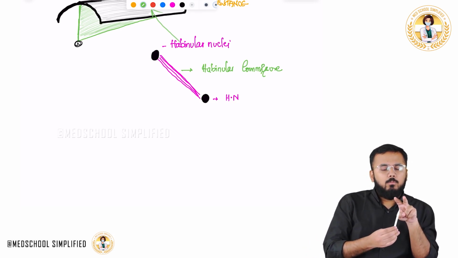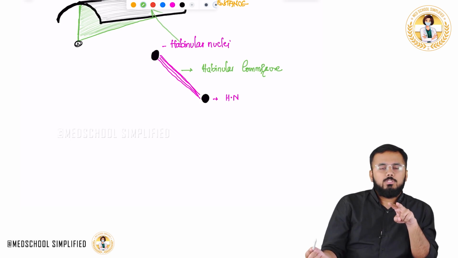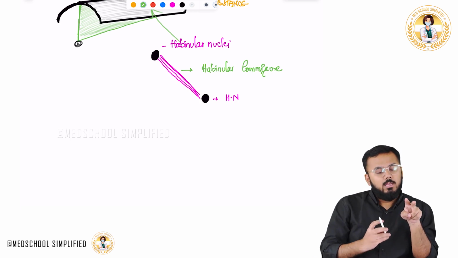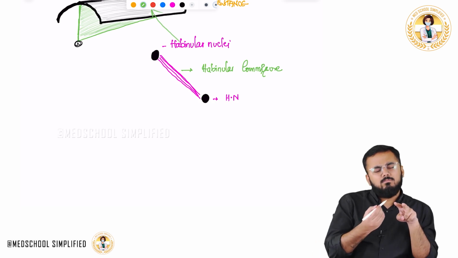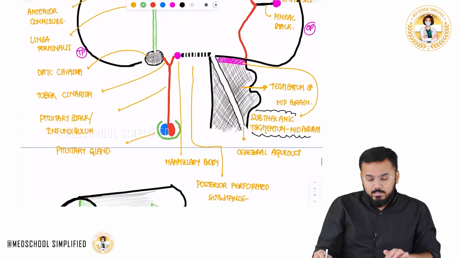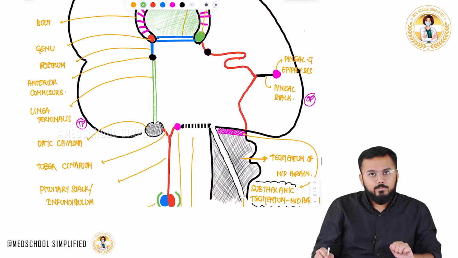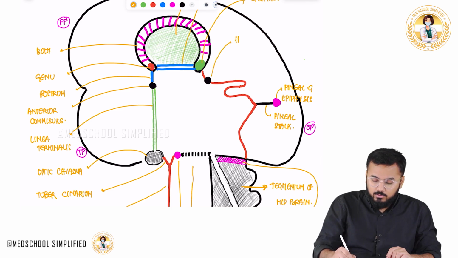Again, from the bottom you can see both the nuclei and the commissure. From the top also you can see, from the anterior side also you can see, but from the side you can see only the habenular nuclei. Yes or no? Or maybe partially you can see the habenular commissure also. So that is the picture which I have drawn over here. So this particular thing is called your habenular commissure.